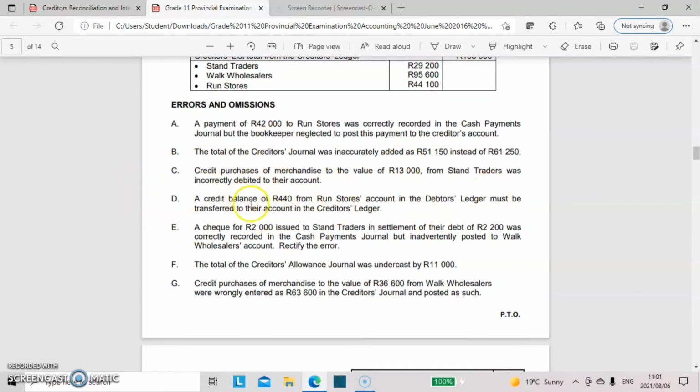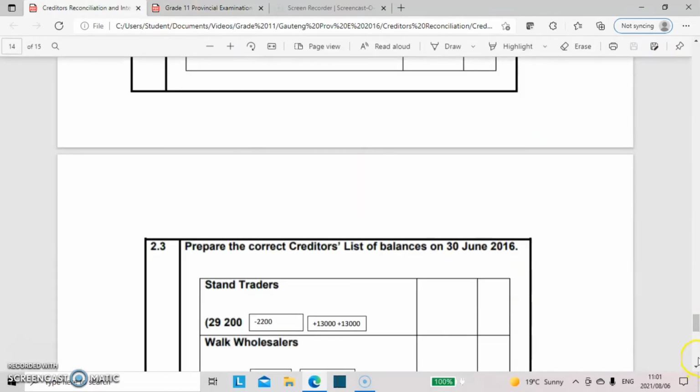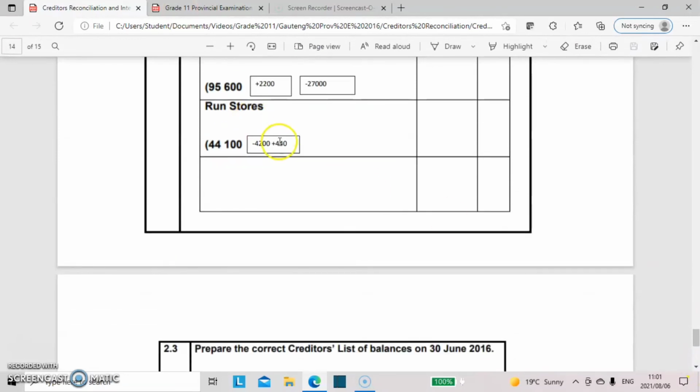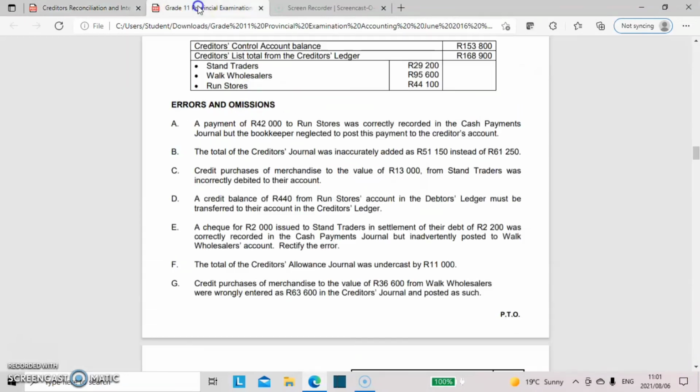Okay, a credit balance of 440 from Runstore's account must be transferred. So we haven't transferred it as yet. So Runstore's creditor account needs to increase because we owe them 440 Rand. So if I can take you to Runstore, you just add 440 Rand here.